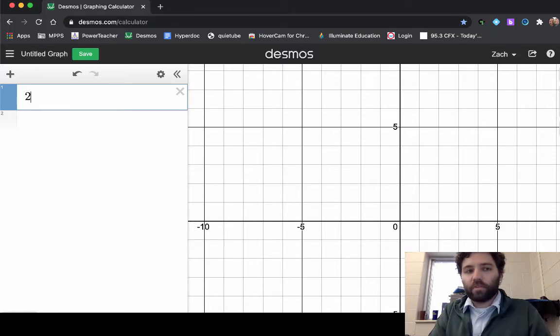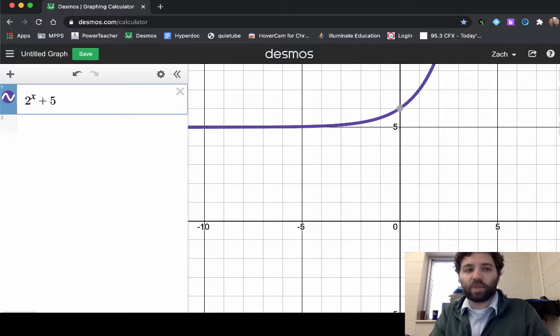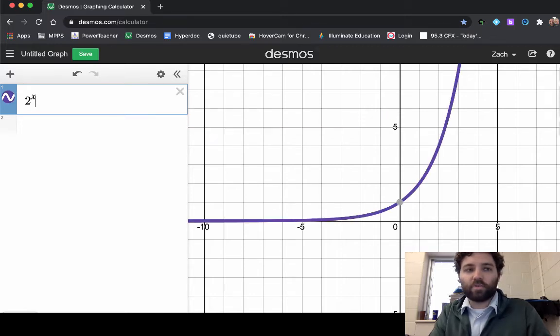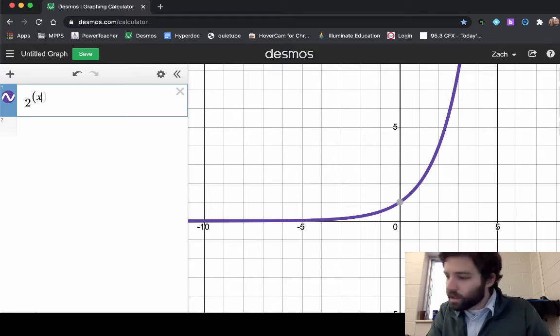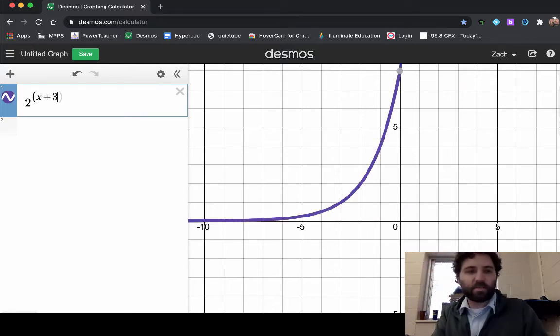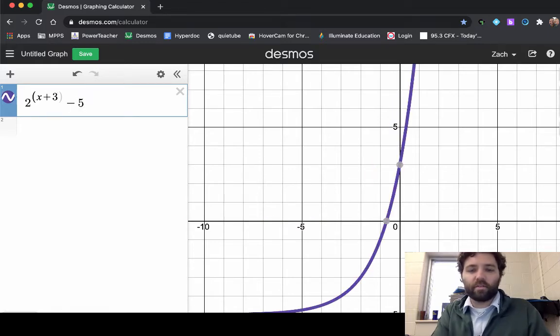Now, when you type in this function, 2 to the x plus 3, you're going to do 2 raised to the x plus 3. If you just type x plus 3, you'll notice that it drops you out of the exponent. So be careful. You will have to group that in parentheses up there. So you've got x plus 3, and then minus 5. And then you'll get a graph of the function.